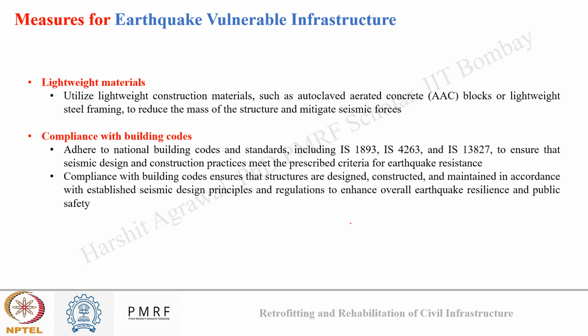And compliance with the building code. So if we adhere to the national building codes and standards like IS 1893, IS 4260, and IS 13827, to ensure seismic design and construction practices, we can have an earthquake resistant structure. Okay. And compliance with the building code ensures that the structures are designed, constructed, and maintained in accordance with the established principles and regulations to enhance the overall resilience of the building and for public safety.